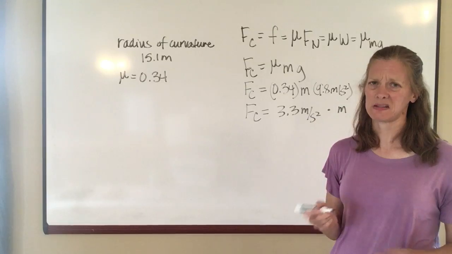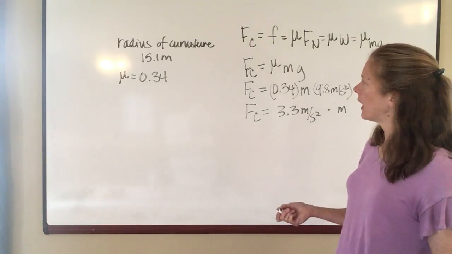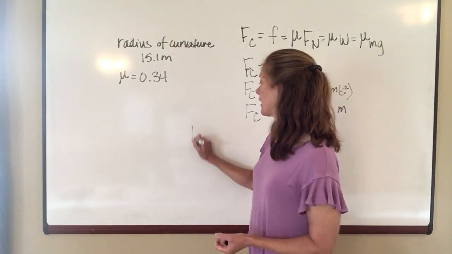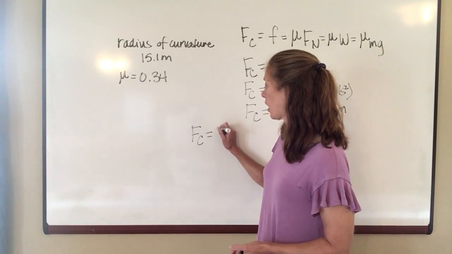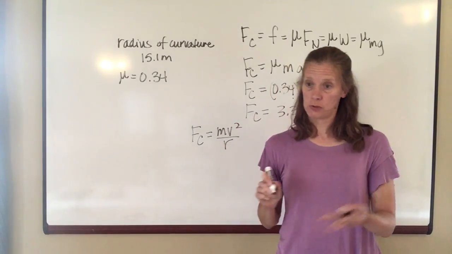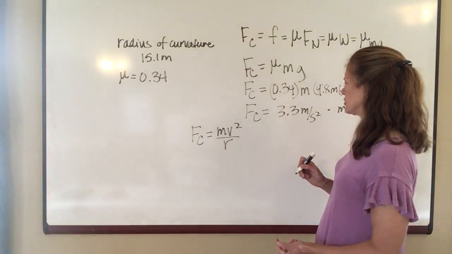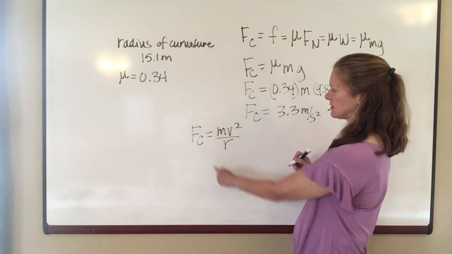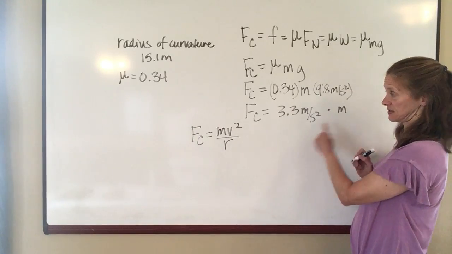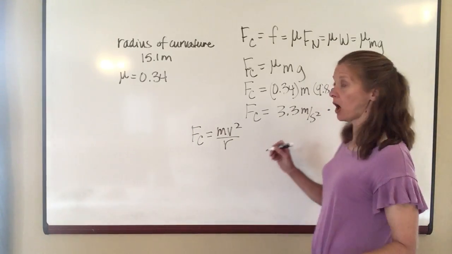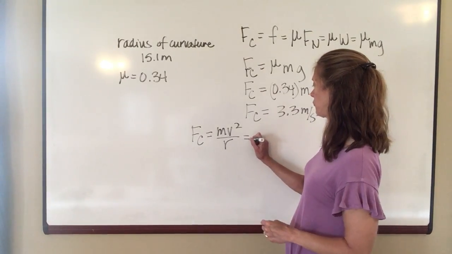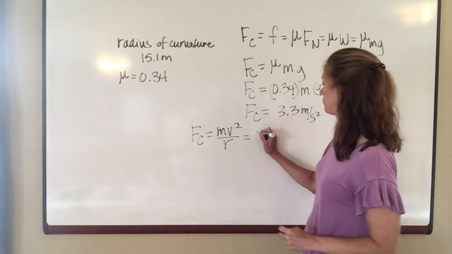Now, the question is, how did that help me? Well, I do know another equation for centripetal force. I know that centripetal force can also be calculated as mv squared over r. We've used that equation before. So if I set this equation equal to this, I should be able to solve because I know the velocity and I know the radius. So therefore, I'm going to take this down here and plug it in.